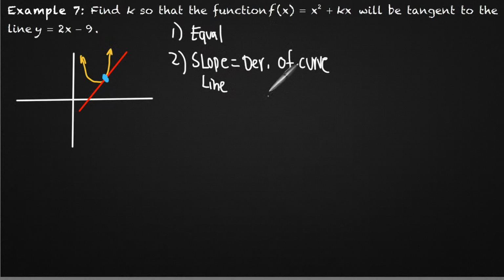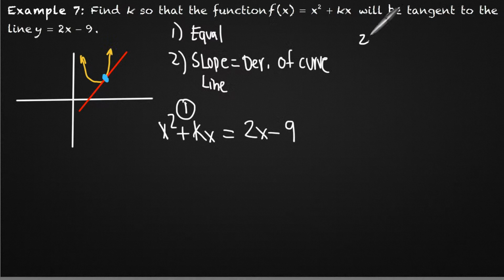So now we know two things that we need to do. The first thing we need to do is set these two equations equal to each other. So x squared plus kx must equal 2x minus 9. Second equation we'll get by setting the slopes equal to each other. So we'll take this derivative here, and we'll call this equation 1. Equation 2, maybe we'll put equation 2 in yellow. So equation 2 is going to be 2x plus k, which is the derivative of the curve, and that must equal the derivative of this function, or the slope of this line, which is 2.